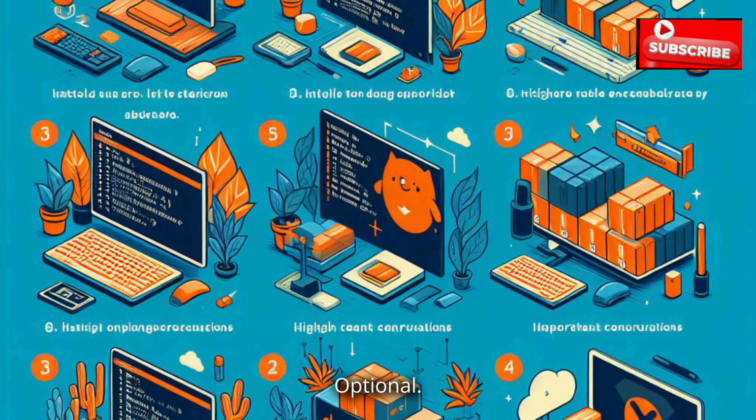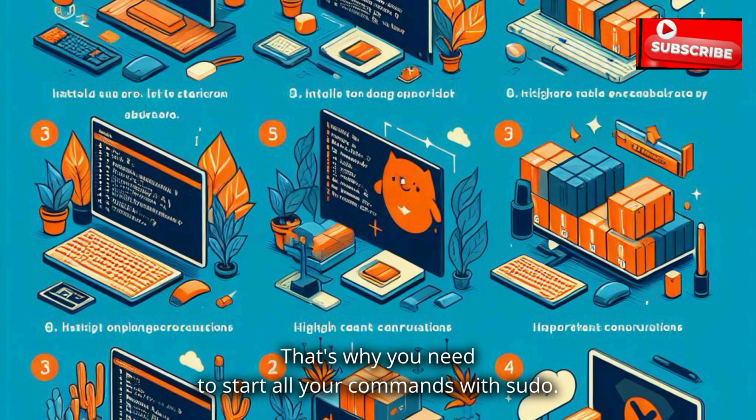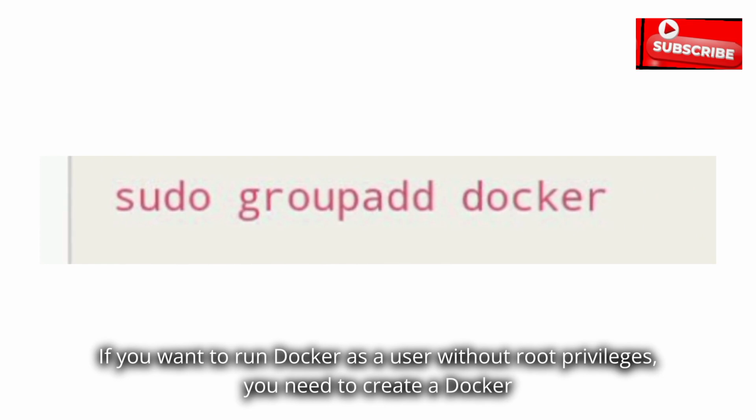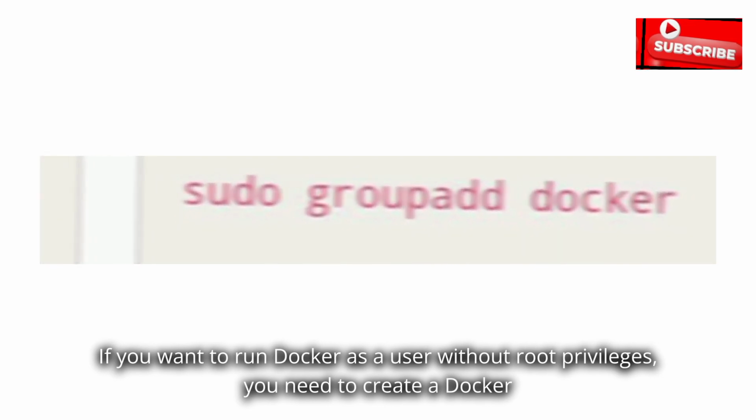Step 6. Optional. Run Docker as a non-root user. To run Docker, you need root privileges. That's why you need to start all your commands with sudo. If you want to run Docker as a user without root privileges, you need to create a Docker group.